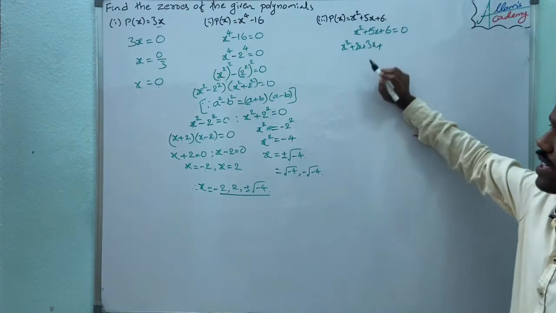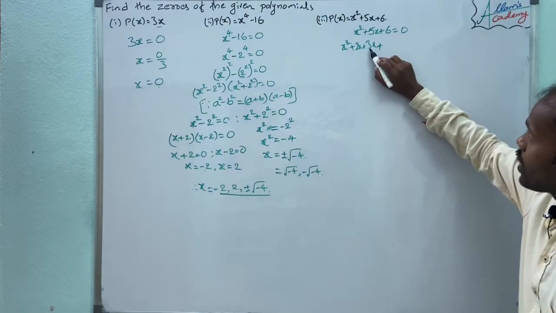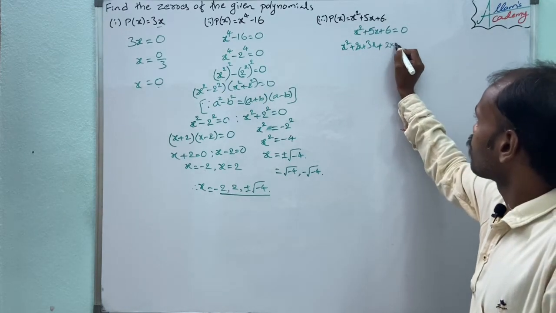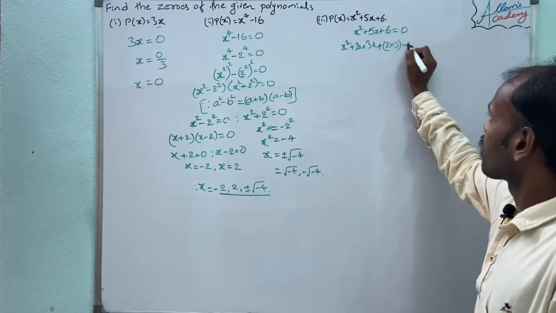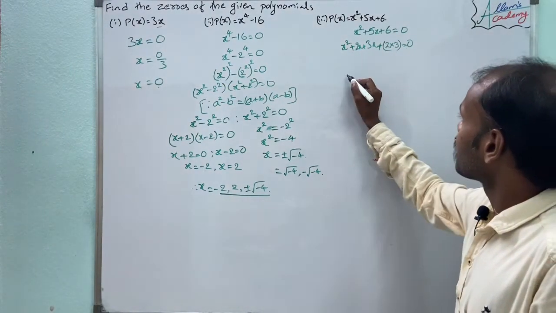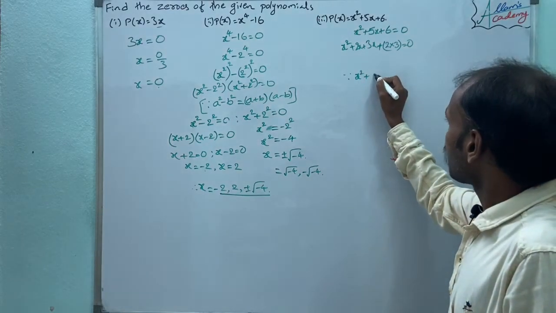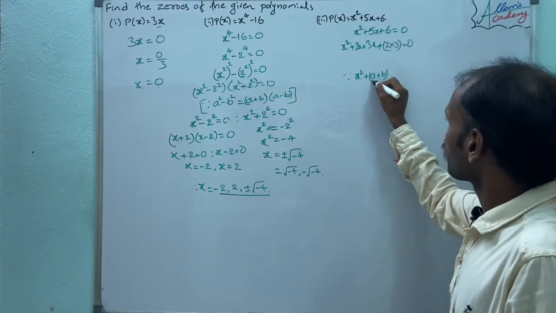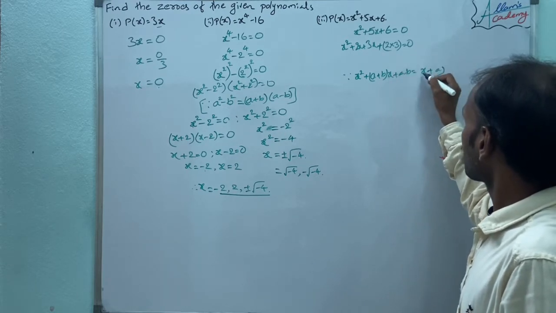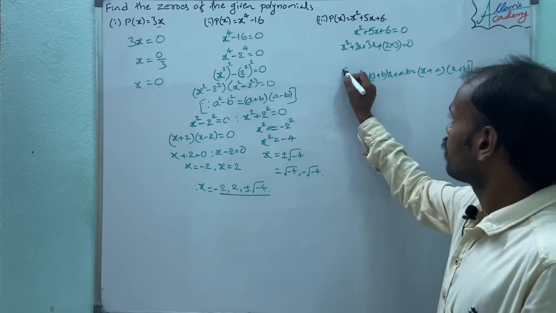2x plus 3x equals 5x, and with the same 2 and 3 the product is 6. So we can write 2 into 3 equal to 6. Now it is in the form of x square plus (a plus b) into x plus ab, which equals (x plus a) into (x plus b) in that formula.